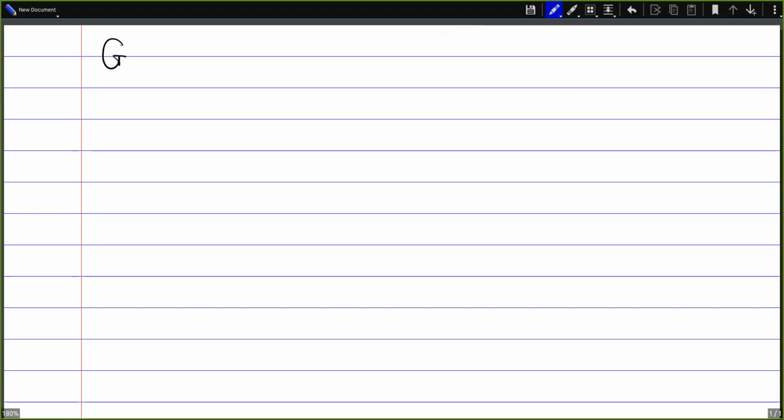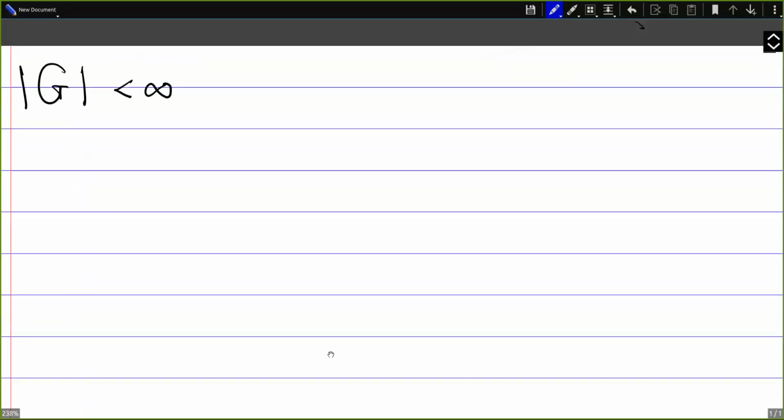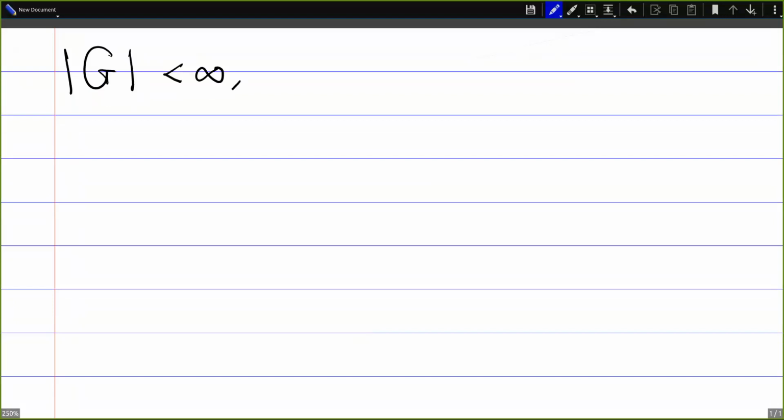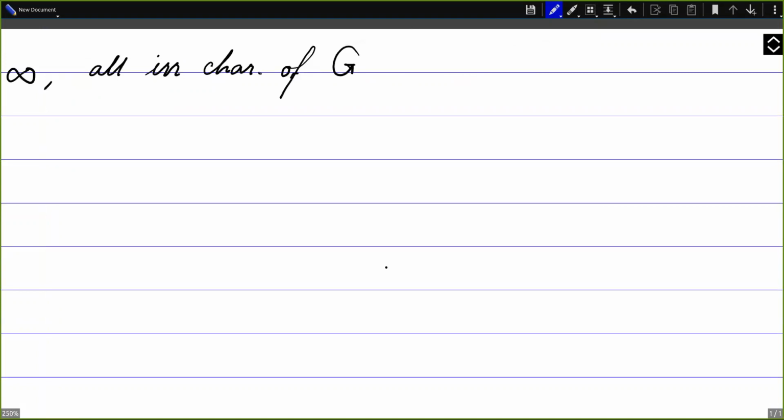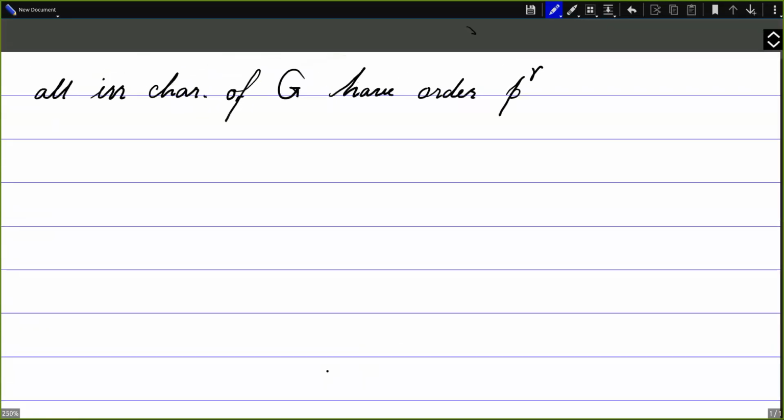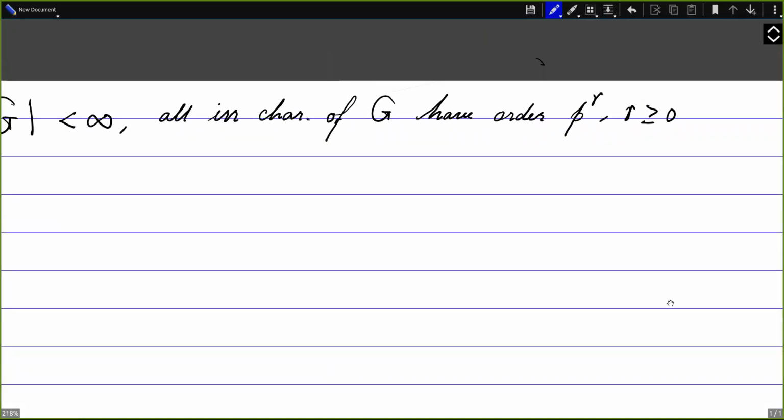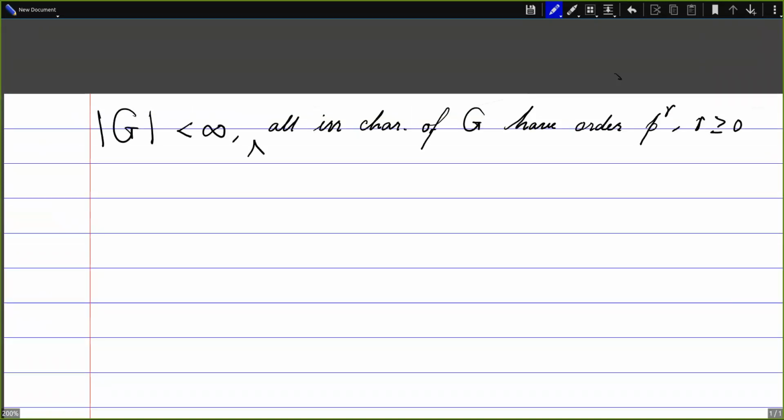So let G be a finite group, and assume that all irreducible characters of G have order p to the power r, where r is a non-negative integer, and p is a fixed prime.